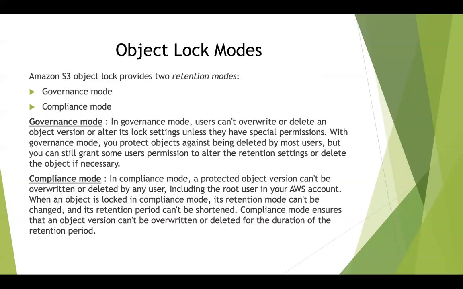The only difference between governance mode and compliance mode is that in compliance mode, a protected object version cannot be overwritten or deleted by any user, not even by the root user in the AWS account. When an object is locked in compliance mode, its retention mode cannot be changed and the retention period cannot be shortened. Whatever retention period you have given at the start cannot be changed, nor can it be shortened. Compliance mode ensures that an object version cannot be overwritten or deleted for the duration of that retention period. So these are the two types of retention modes: governance mode and compliance mode.